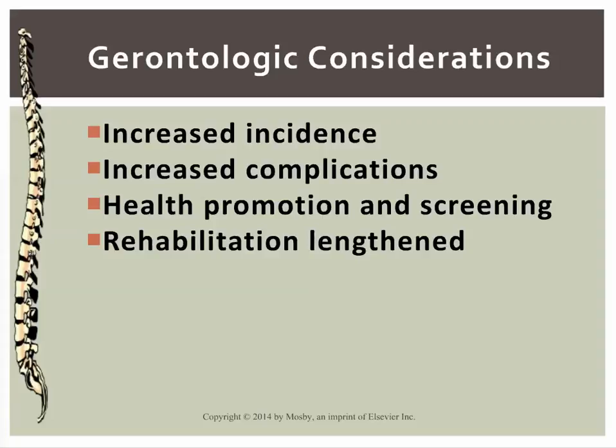Rehab for an older person who has a spinal cord injury may take longer because of other pre-existing conditions and poorer health status at the time of the initial injury. An interdisciplinary team approach to rehab is essential in preventing secondary complications associated with spinal cord injury, especially in older adults.